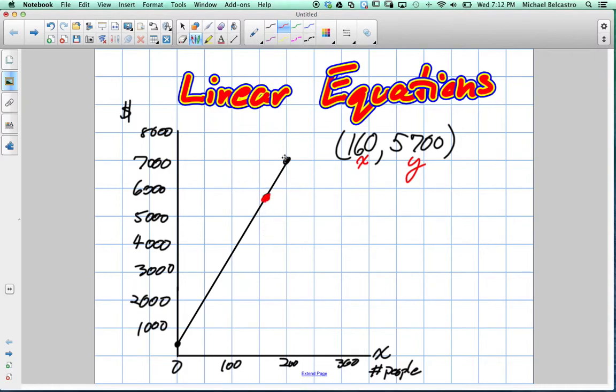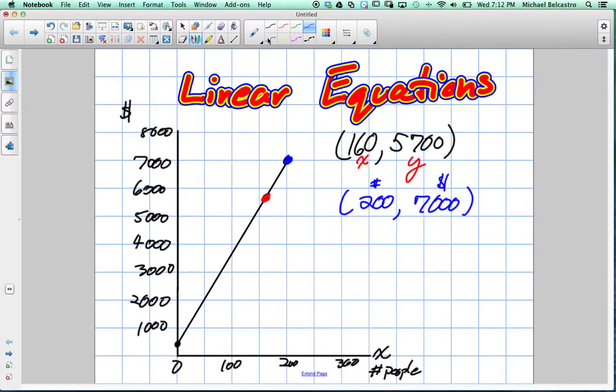Good. We also found out a couple other pieces of information. We discovered this coordinate. What was this coordinate? It referred to 200 people and $7,000. Exactly. So we write it as a coordinate, but that's exactly what it means. The number of people was 200, and it cost $7,000 to have that many people.